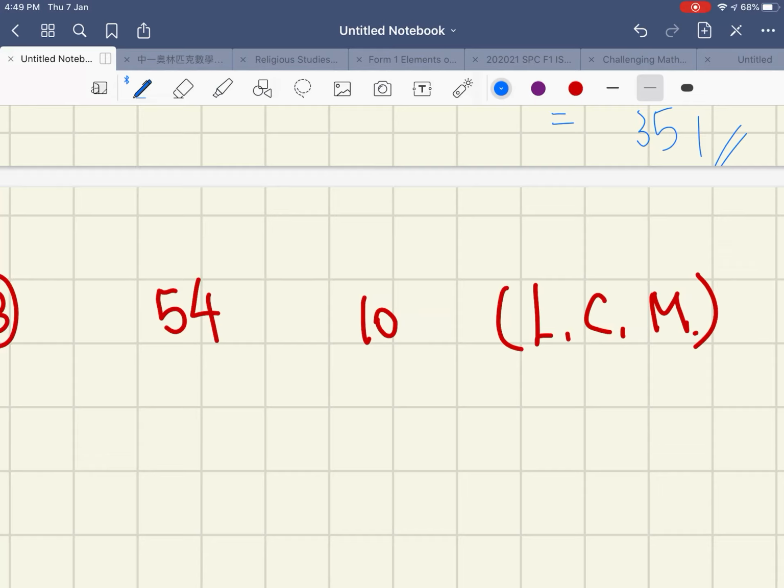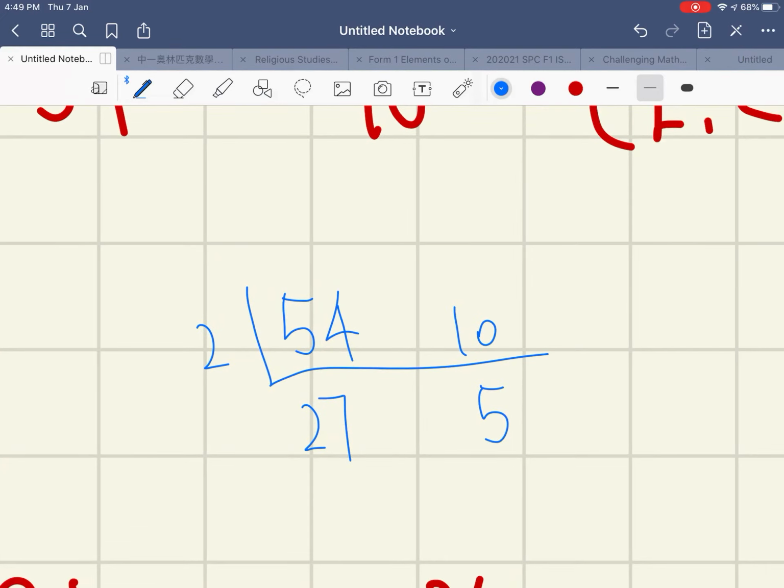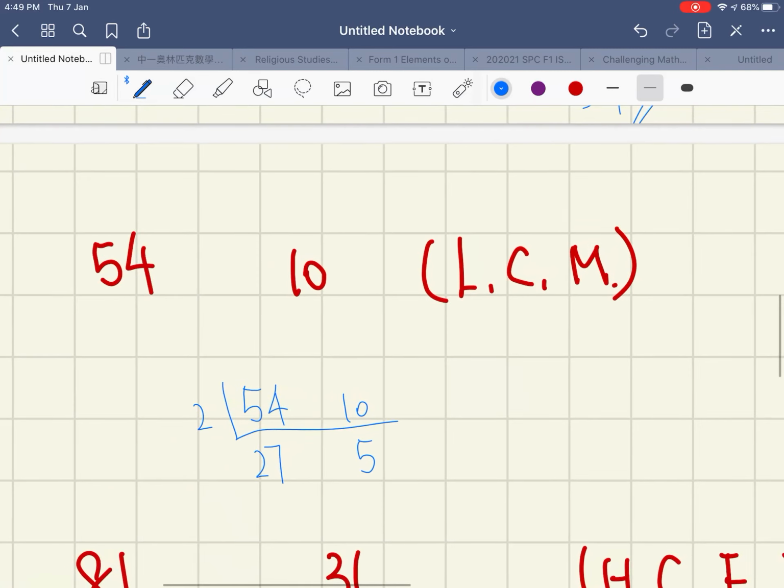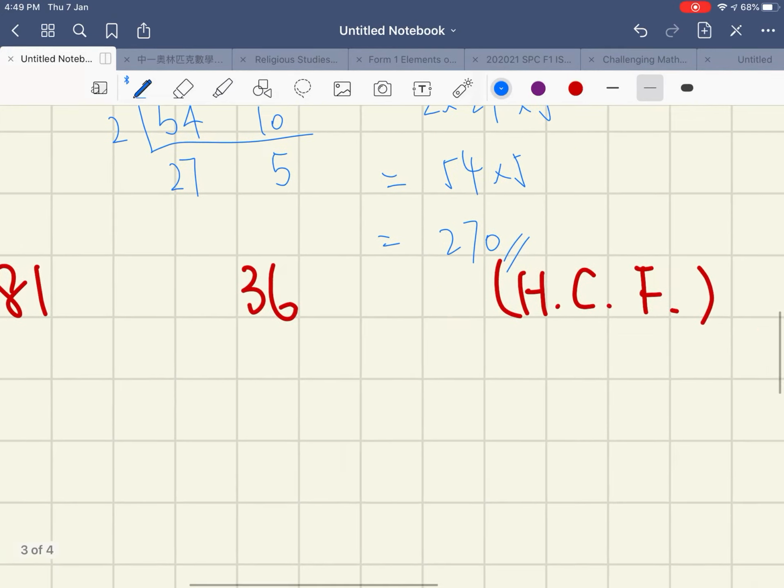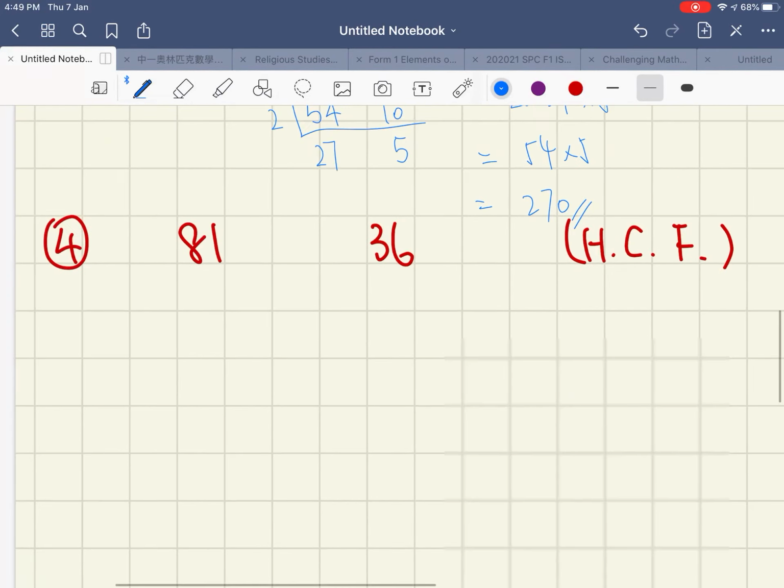Okay, I review the answer now. Since they are all even numbers, it can be divided by 2. There aren't any more common factors between 27 and 5, so the LCM of 54 and 10 is 270. So now it's the turn for H.C.F.